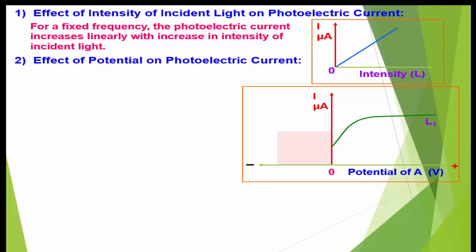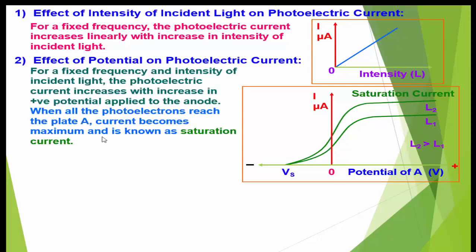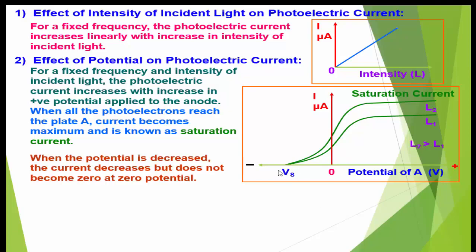If the negative potential of the anode is increased, the photocurrent decreases and becomes zero for a particular negative potential. This is called the cutoff potential. It is mathematically denoted by the symbol Vs or V0.